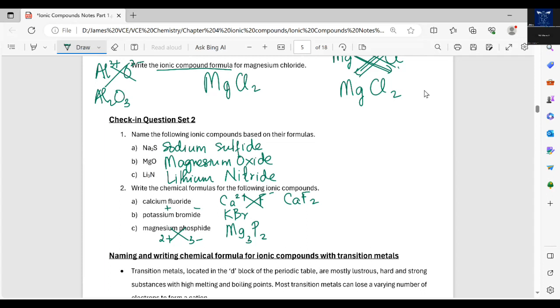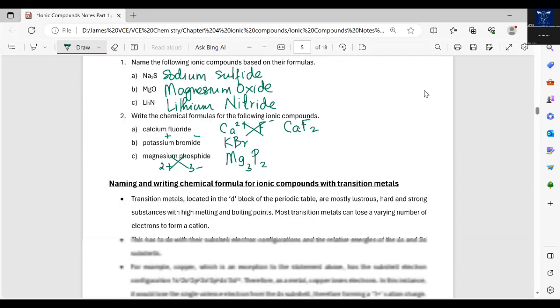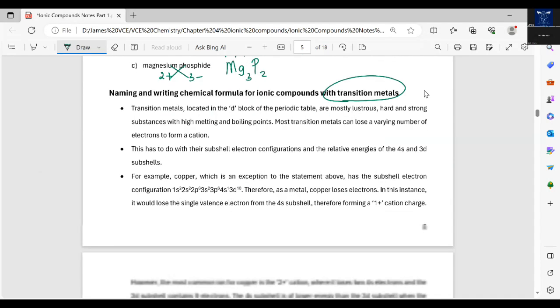All right, any questions? Then moving on to this. What will happen if we go over to not group 1, group 2, or group 3? If we focus on our transition metals, what is going to happen? Let's look at what the issue is with transition metals. Internet connection unstable. Okay, let's wait for a while.